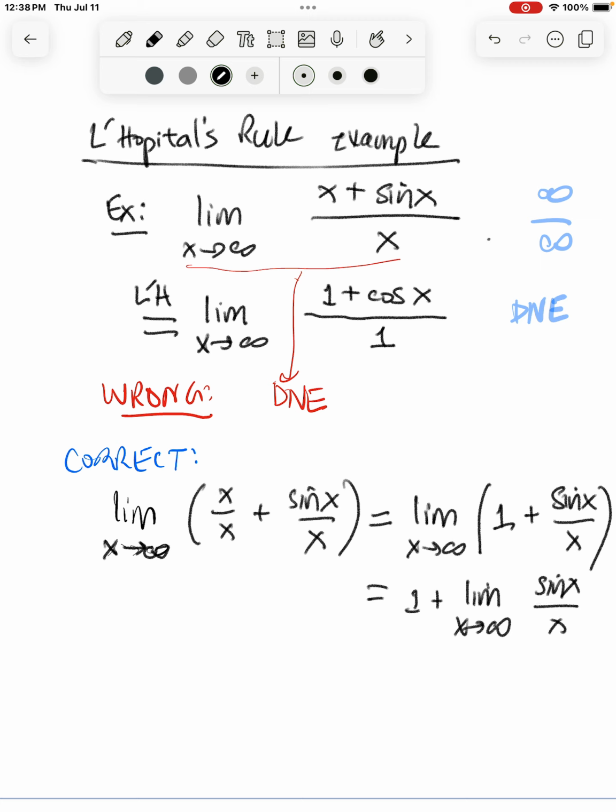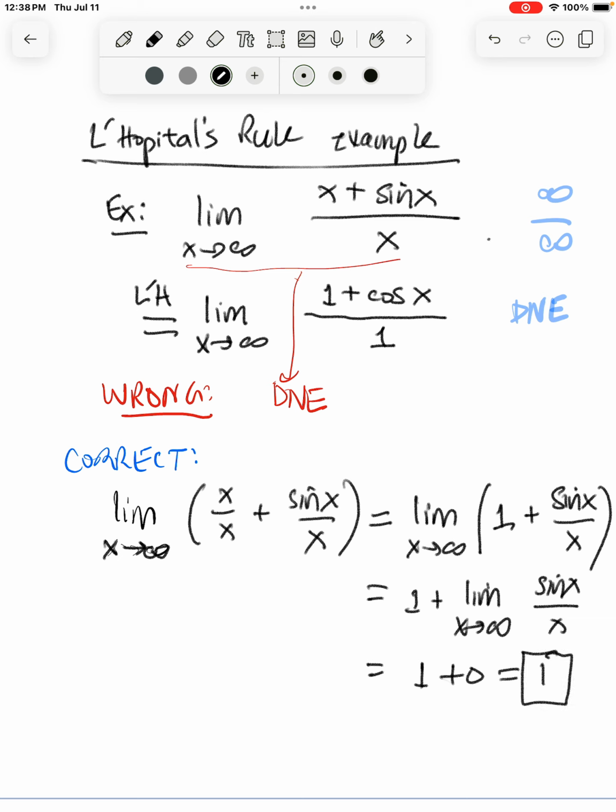And what's this limit? As x goes to infinity, the limit is 0, right? By the squeeze theorem. So this is 1 plus 0, which is 1. So the correct answer is 1.